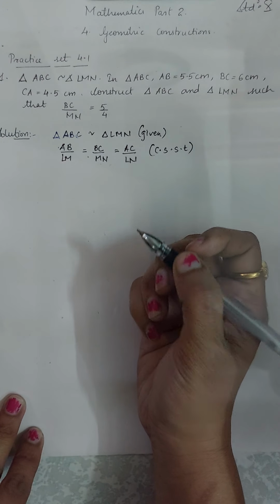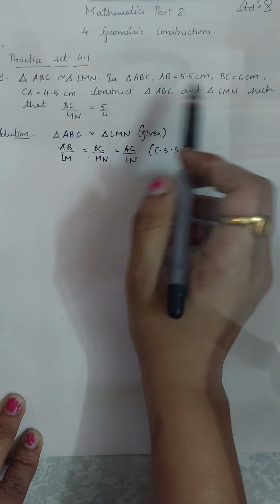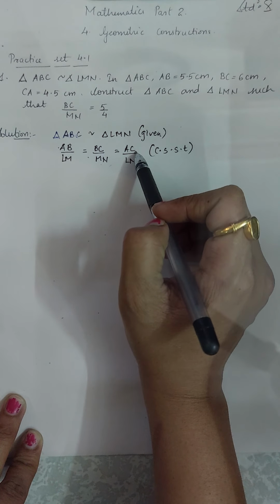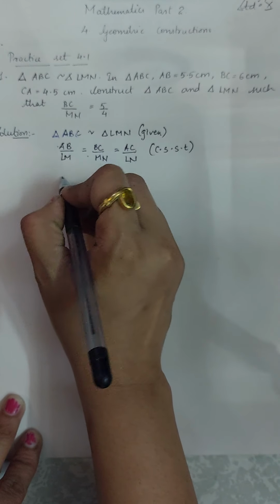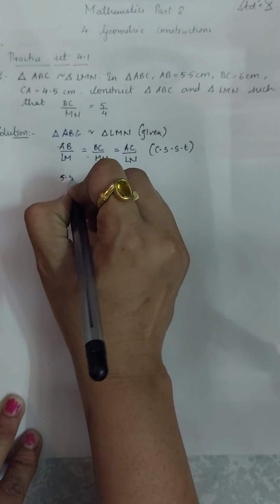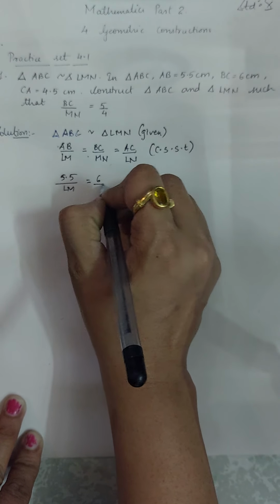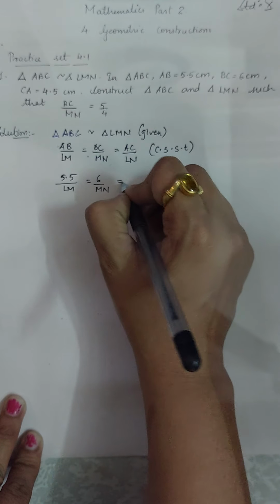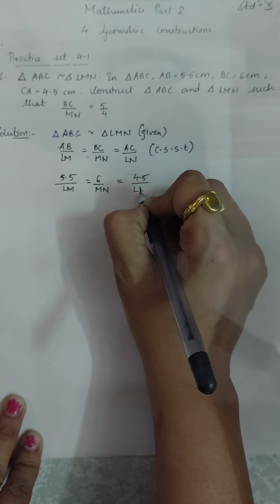After this, we are going to substitute the values, children, of whatever we know. So let us substitute the values. We know AB is given as 5.5, BC is given as 6, and CA is given as 4.5. So I will write down 5.5 upon LM is equal to 6 upon MN is equal to 4.5 upon LN.